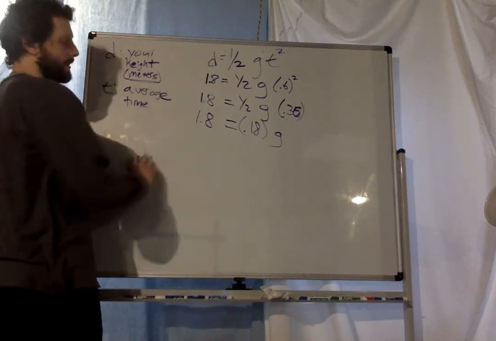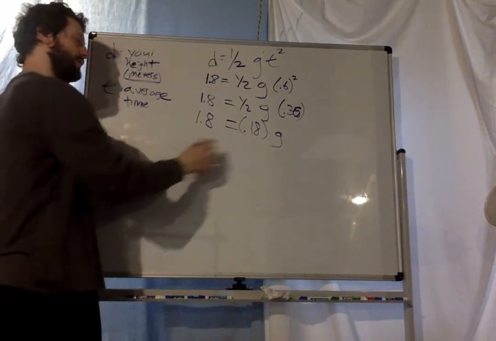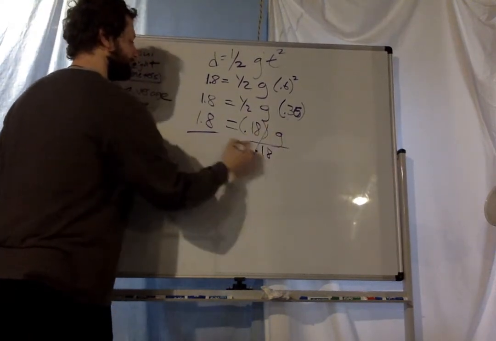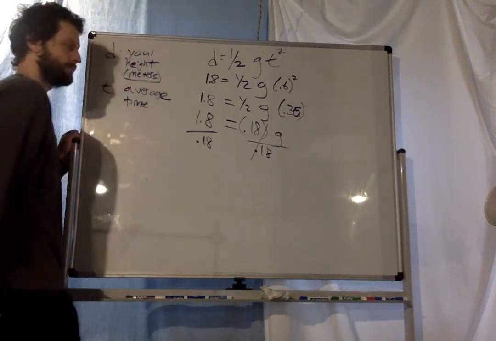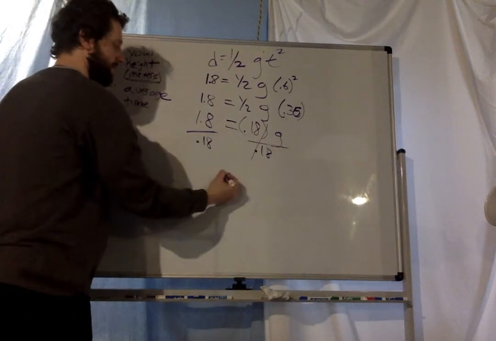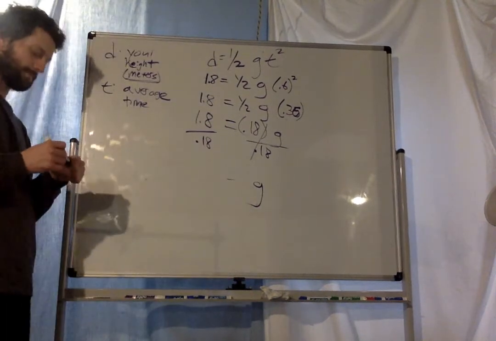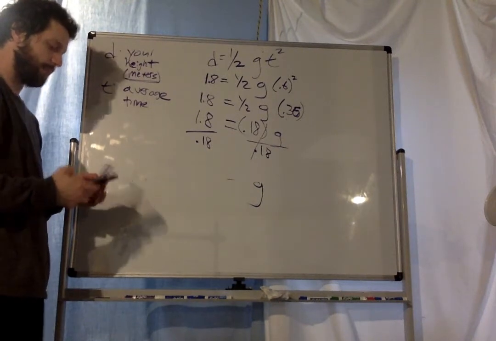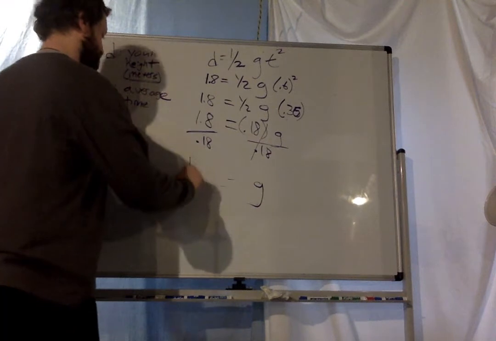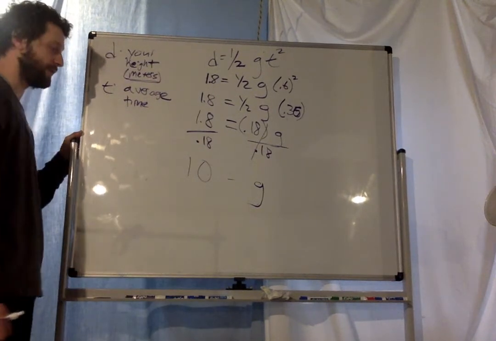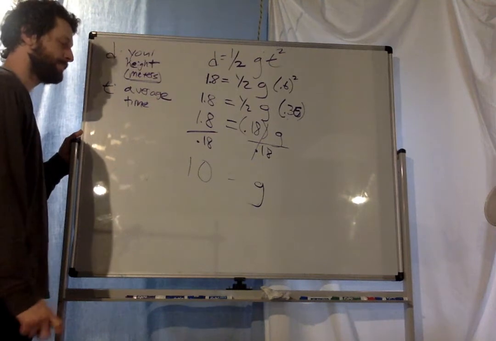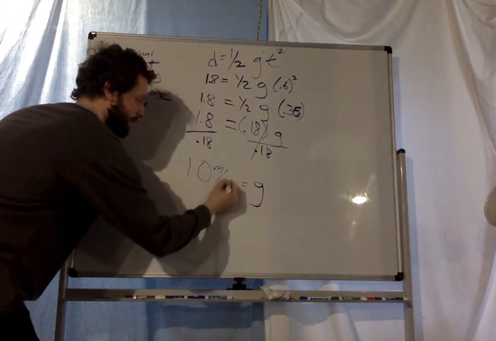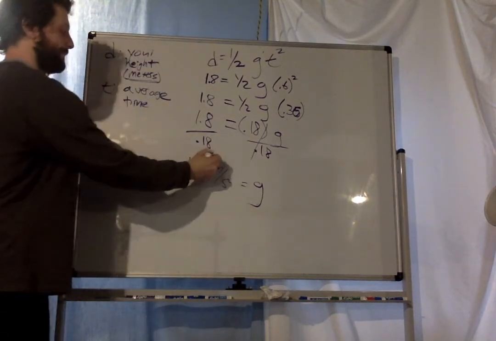Now the last step is you have a number right in front of G, and you're going to divide both sides by whatever that number is. I'm going to divide by 0.18. And G is the only thing left on that side. So then it turned out to be 1.8 divided by 0.18, and I got 10 for G. Now it's pretty close to 9.8. Looks like I did a pretty good job being accurate with my measurements. And the unit is meters over seconds squared, since it's an acceleration.